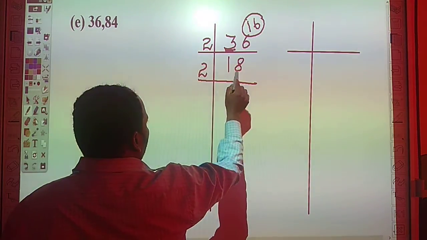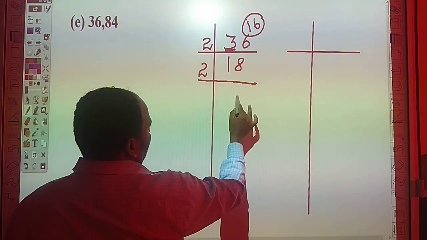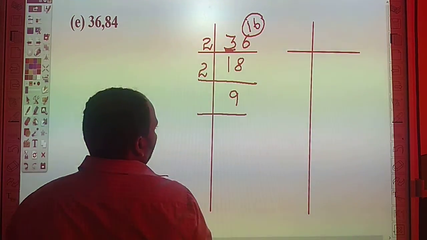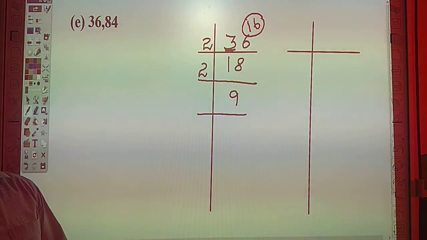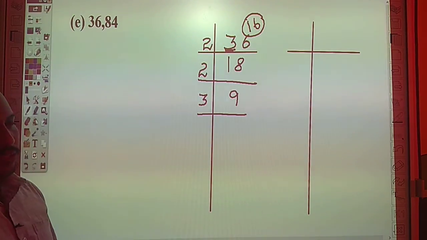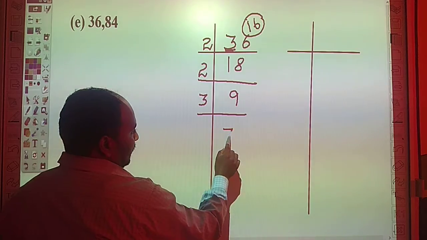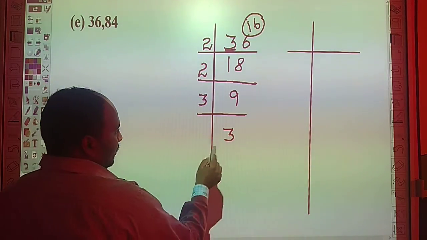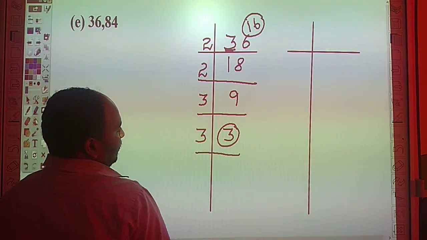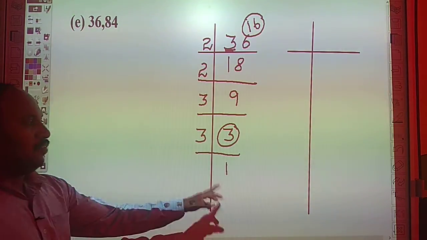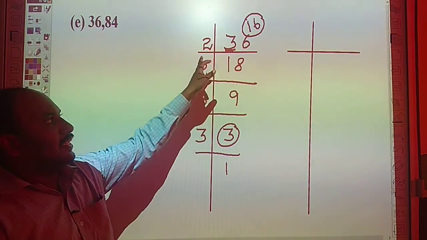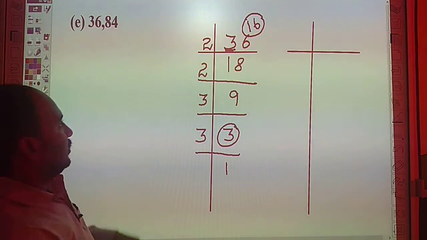Again second table, because last digit is 8. 9 2s are 18. The number 9 is not divisible by 2. So we go to another prime 3. 3 3s are 9. 3 is a prime, so divided by itself 1. 1 into 3, 3. 9 2s are 18. 18 into 2 is equal to 36.